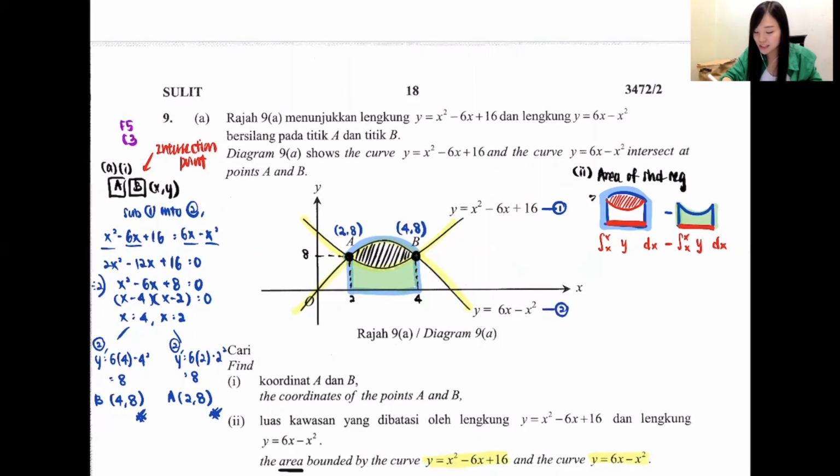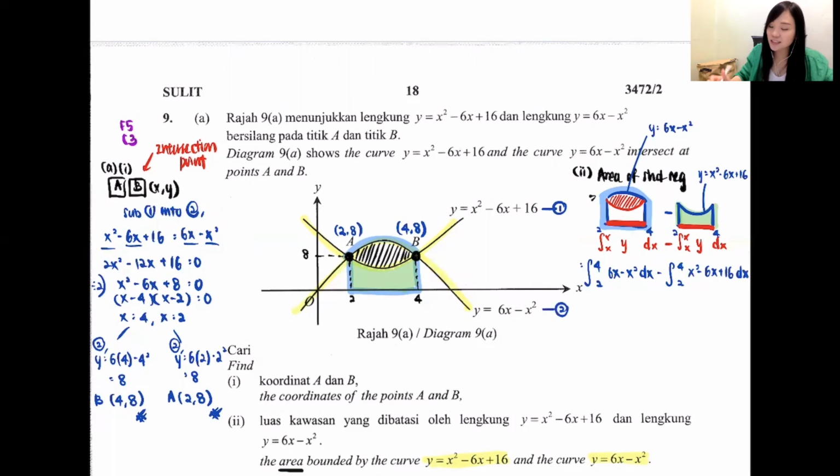And all I need to do now is sub. So the blue color one is from 2 until 4. Bigger number put on top, smaller number put at the bottom. And this blue color one is under the curve, so this blue color curve is equation 2. Don't sub the wrong one. So 6x minus x squared dx. Same for the green color one. The green color one is from 2 to 4, 4 on top, 2 at the bottom. And this green color one is under the happy face. Happy face, isn't it equation 1? Equation 1, isn't it x squared minus 6x plus 16? Sub in, x squared minus 6x plus 16, dx. Okay, this is what I have so far.